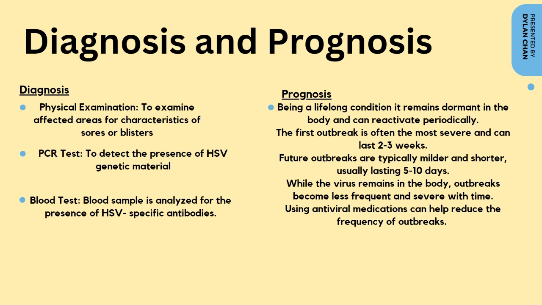For the prognosis, being a lifelong condition, the virus remains dormant in the body and can reactivate periodically. The first outbreak is often the most severe and can last 2 to 3 weeks. Future outbreaks are typically milder and shorter, usually lasting 5 to 10 days. While the virus remains in the body, outbreaks become less frequent and severe with time. Using antiviral medications can help reduce the frequency of outbreaks.